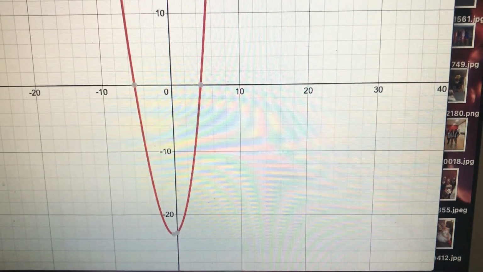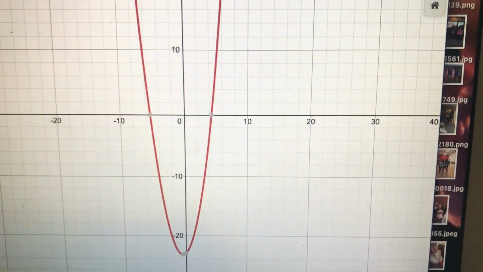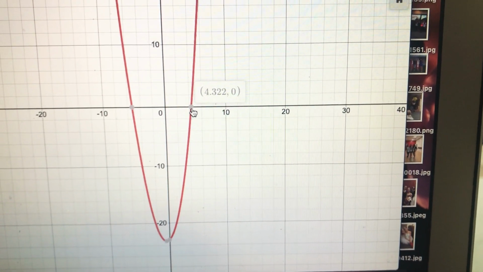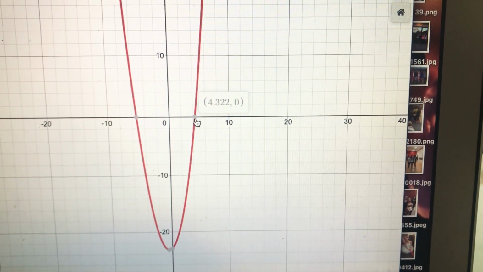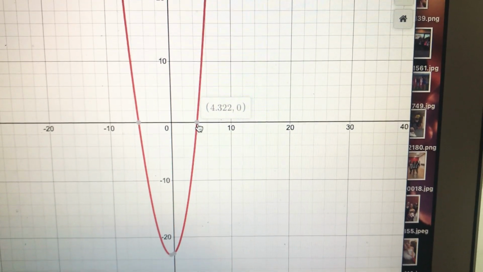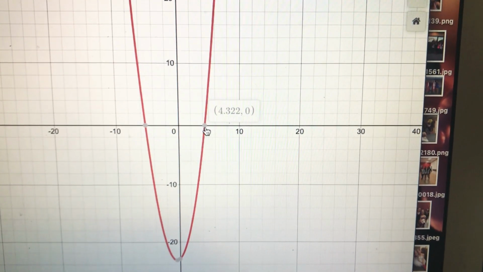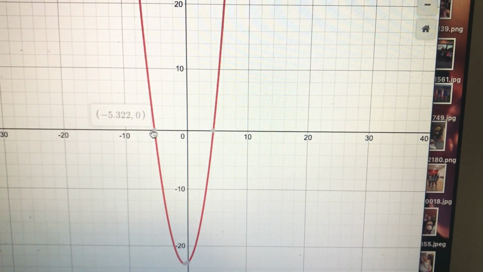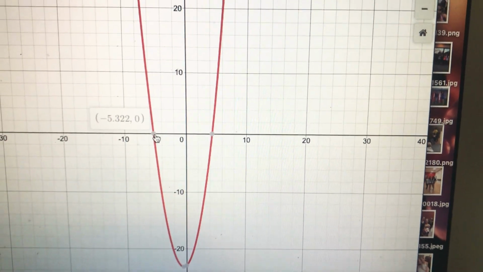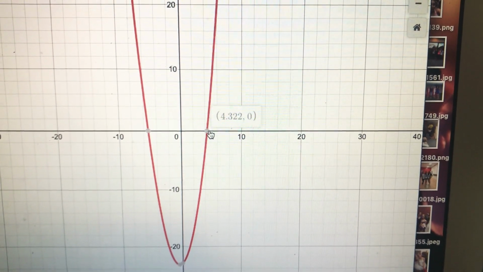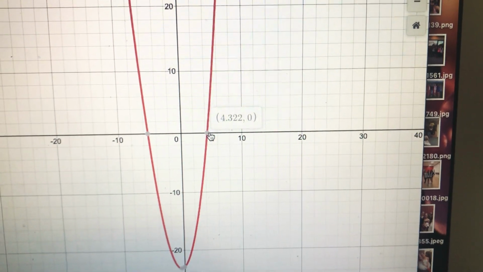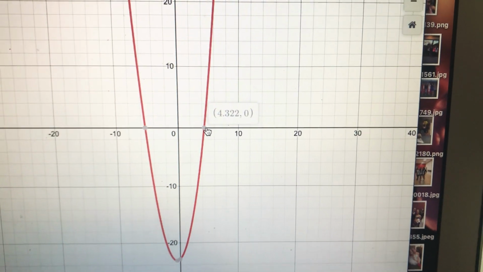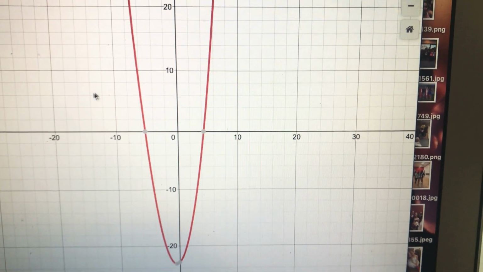From this graph and using this technology, I can easily identify what the solutions are. And so what you're going to do here is look at the x-intercepts. So I have a solution on this gray dot, my x-intercept at 4.322. I have one more x-intercept solution at negative 5.322. Now, these are some weird decimal points. That's totally okay, but the great thing about using this technology is we don't even have to estimate. It will give us the exact value with decimal points. But the key thing to see here is that I have two x-intercepts.